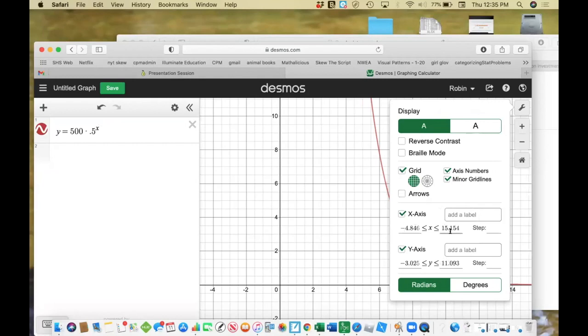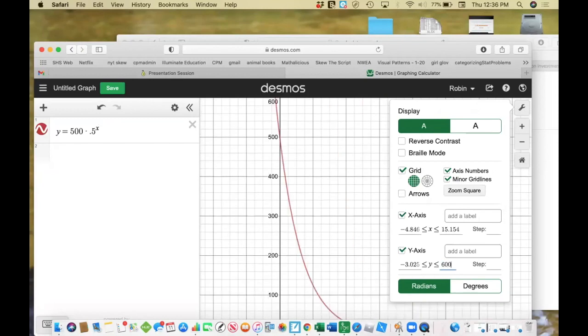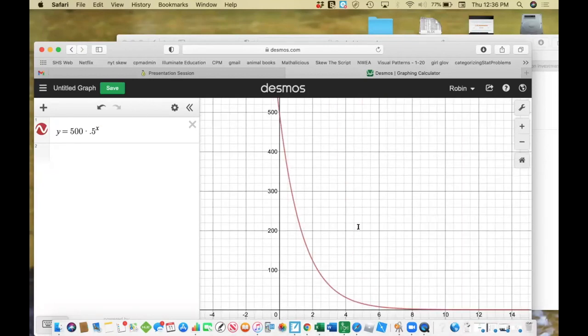These right here are my ranges. So this tells me where the X values are. This tells me where the Y values are. And basically I need to make this higher because I started out with 500 milligrams of caffeine in my system. So I need to be at least 500. I'm going to go a little higher than 500 so I can then see it. And then I can kind of drag that.